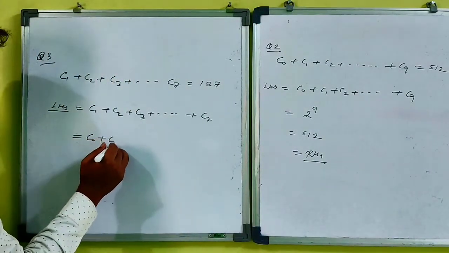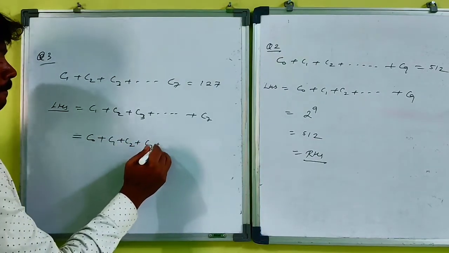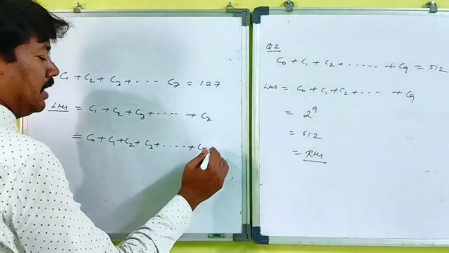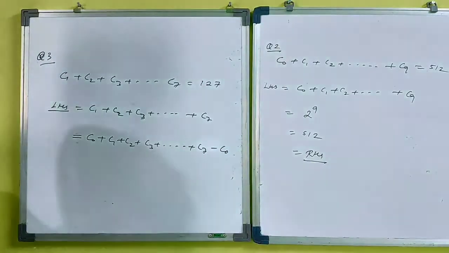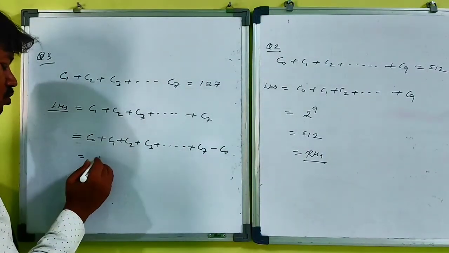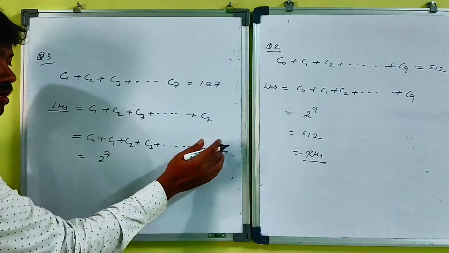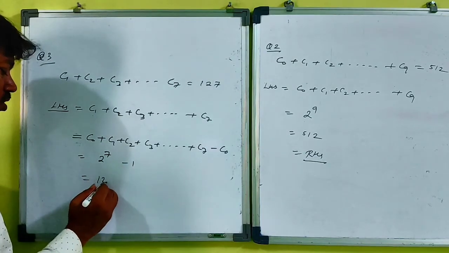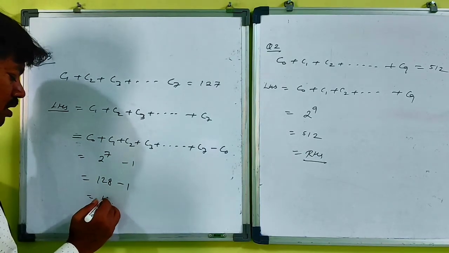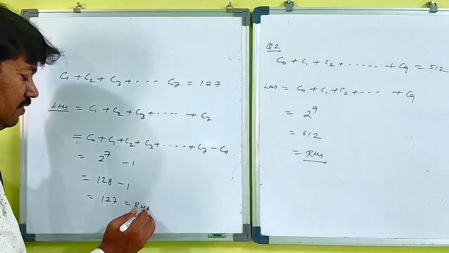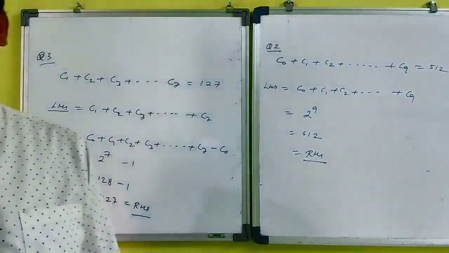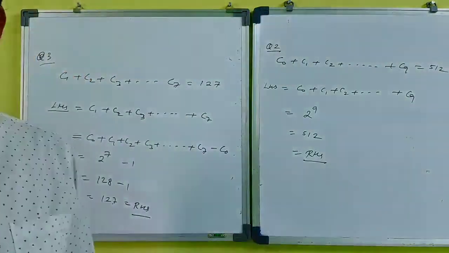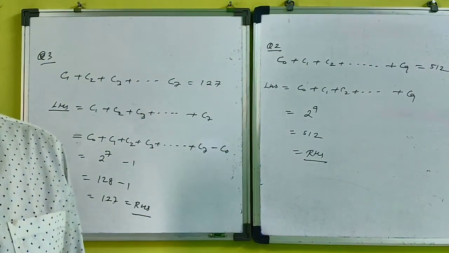C0 added and C0 subtracted. So this becomes what? It has become 2 raised to 7, and C0 value is 1. So it is 128 minus 1. So it is 127, and that is the right hand side. So it's a very easy proof here. All the rest is almost the same.